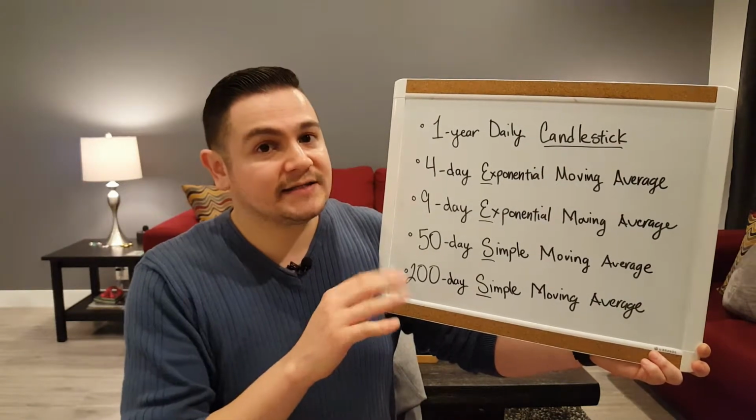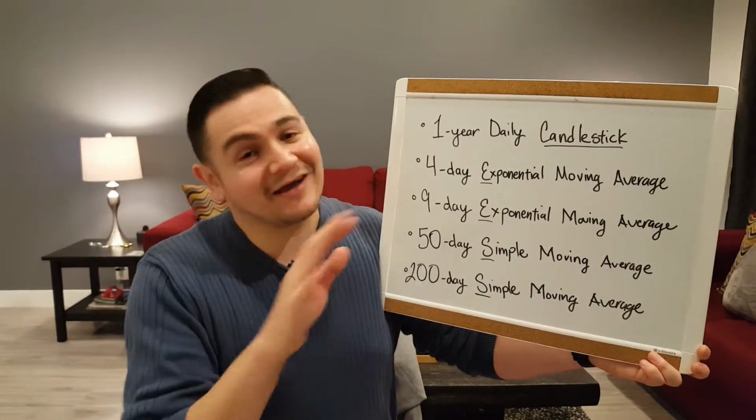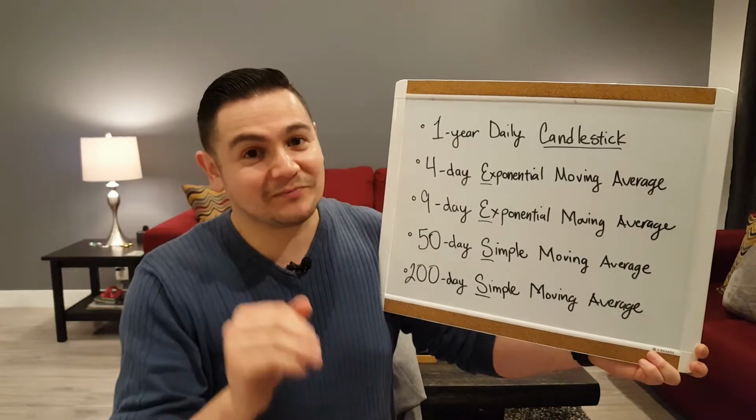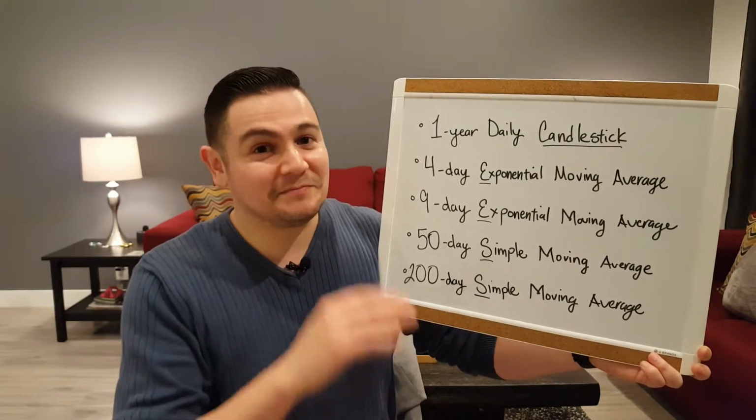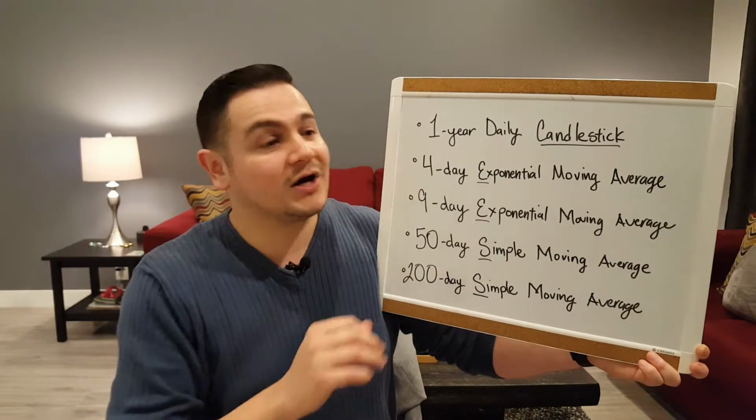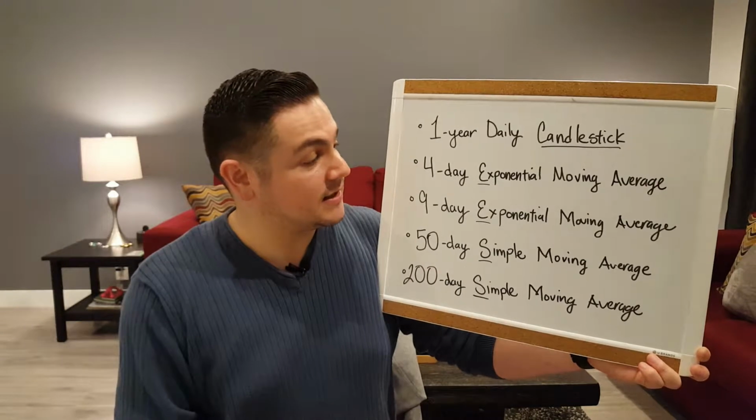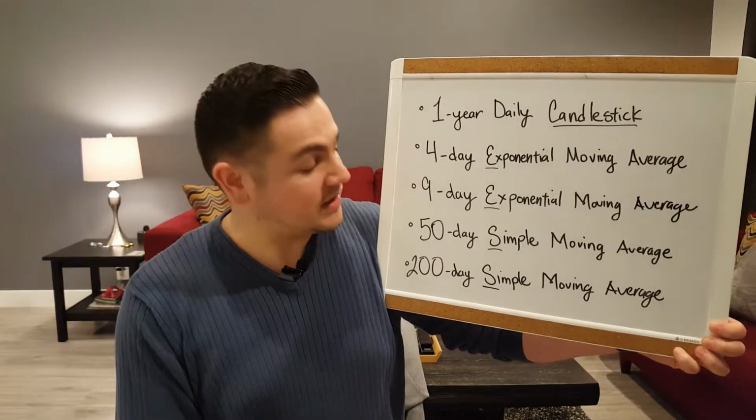How did I find these? It was just trial and error with a lot of exponential moving averages, a lot of simple moving averages, just mixing and matching to see what worked best for me. And this one so far has worked wonders for me, and I trust it very much. And I also have a few more.